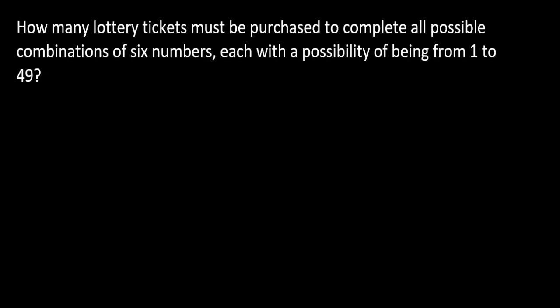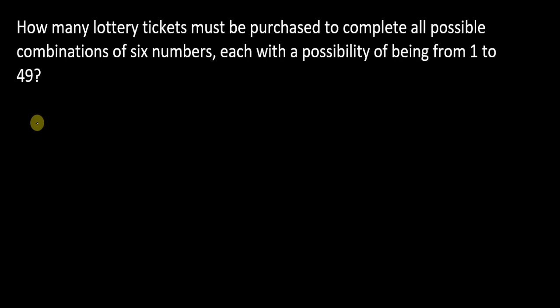Next example. So, ito na yung sinasabi ko kanina na lotto. How many lottery tickets must be purchased to complete all possible combinations of 6 numbers, each with a possibility of being from 1 to 49? So, yung lotto ticket is 1 to 49. Mamimili ka ng 6 na numbers from 1 to 49. So, ilan daw ang tatayahan mong ticket para matayahan mo lahat ng possible combinations?